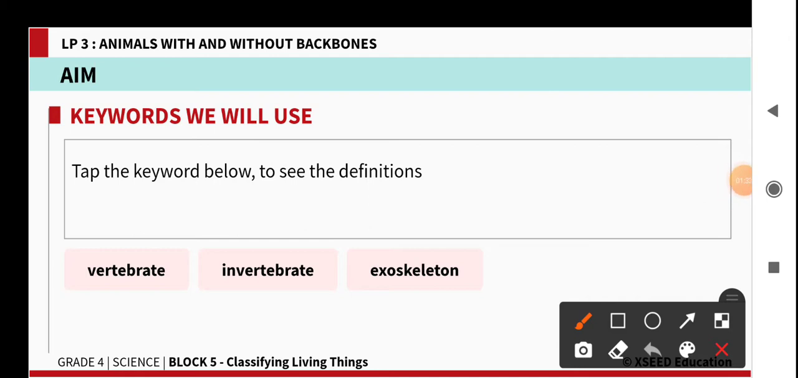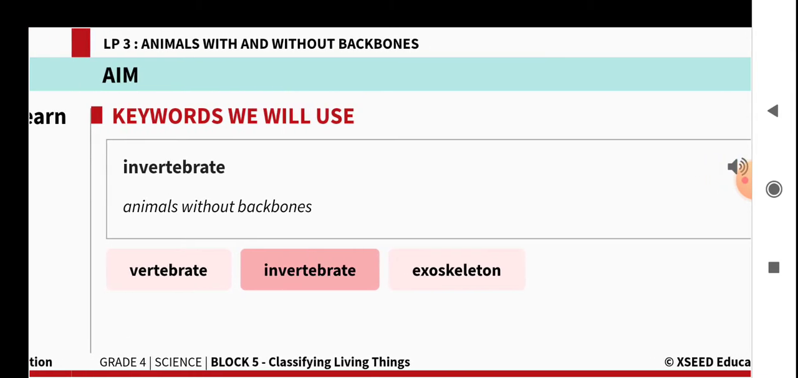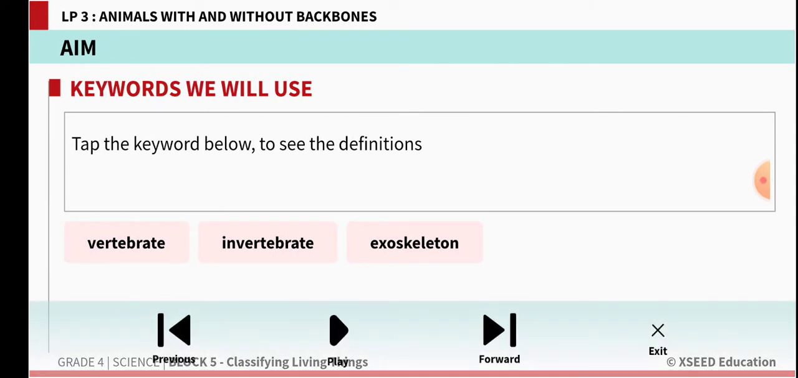We'll see. The first one is vertebrate. V-E-R-T-E-B-R-A-T-E. Vertebrate means animals with backbones. The animals which have backbone are known as vertebrates. And invertebrate means animals without backbones. Animals without backbone are known as invertebrates.